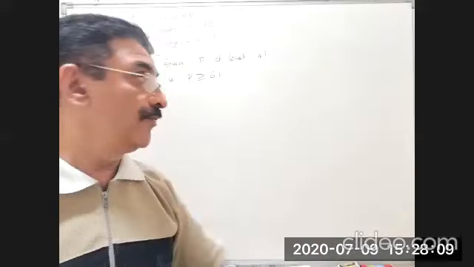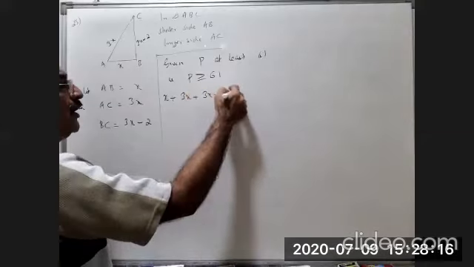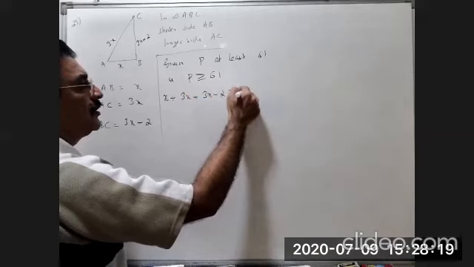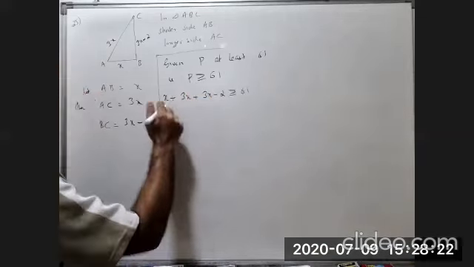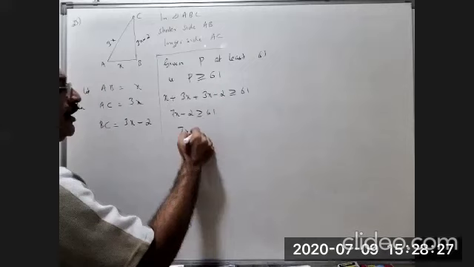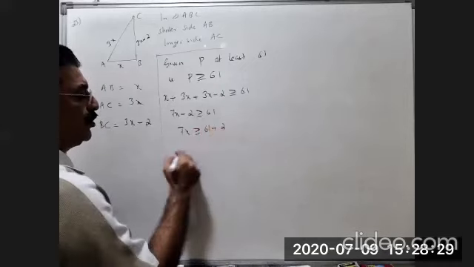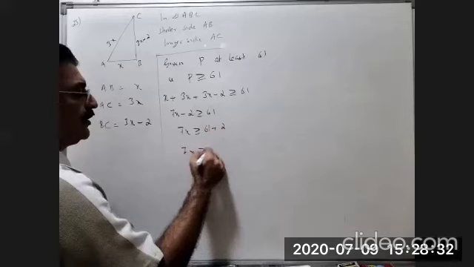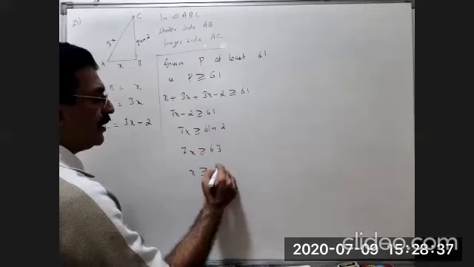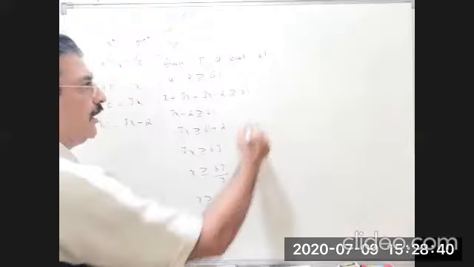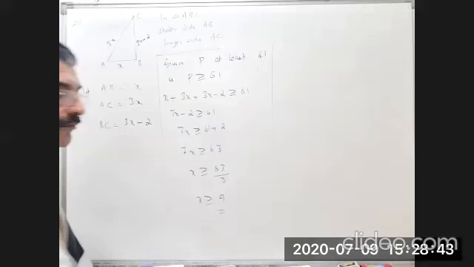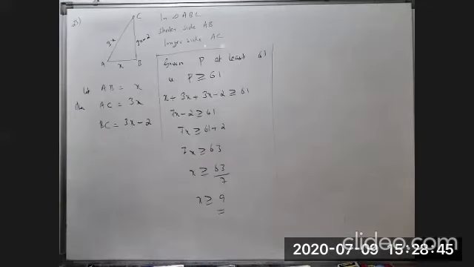If 3 sides are known, how will you find the perimeter? Perimeter is the sum: x plus 3x plus 3x minus 2, greater than or equal to 61. 3 plus 3 is 6 plus 1, 7x minus 2 greater than or equal to 61. 7x greater than or equal to 61 plus 2, 7x greater than or equal to 63. x greater than or equal to 63 by 7, x greater than or equal to 9.